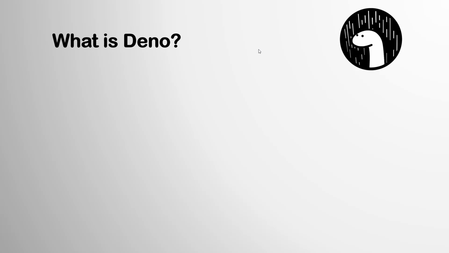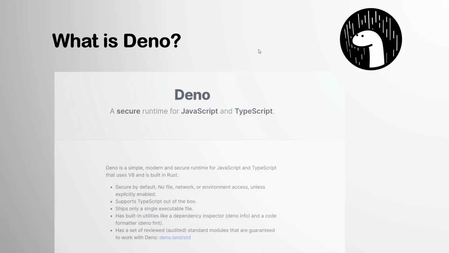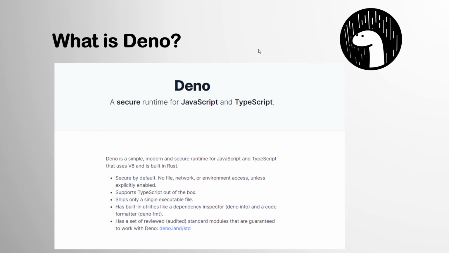So beginning with the basics, what is Deno? I don't know. There's already a major disagreement among the developers community over its pronunciation. Some pronounce it one way, others pronounce it another way. But whatever it is, it's a secure runtime for JavaScript and TypeScript. So notice the difference, the words secure and TypeScript.